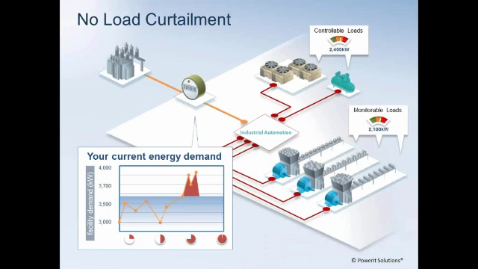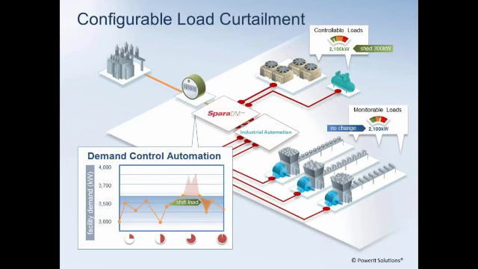So here again, stepping through no load curtailment, you can see the large energy spikes. Configured load curtailment, you can see it comes in through the utility, through the meter. The SPARA demand management sits out on the network. It's looking at the equipment and what pieces are using the equipment, and then we have the ability to go out and control the loads and help manage the power.